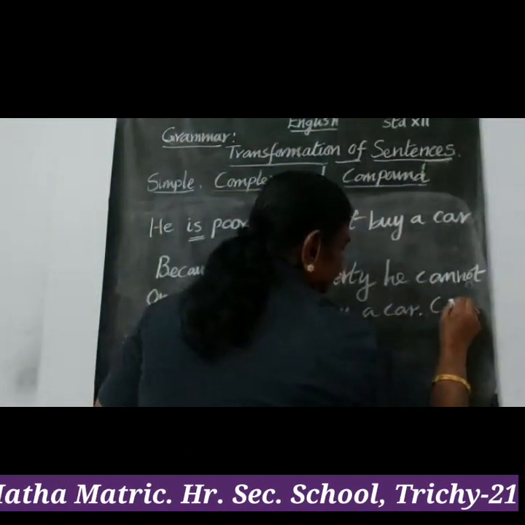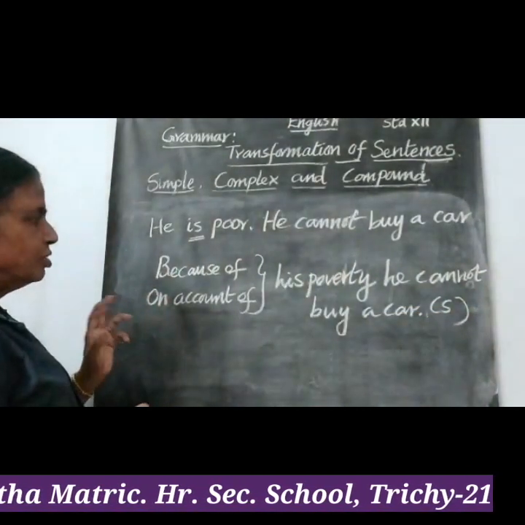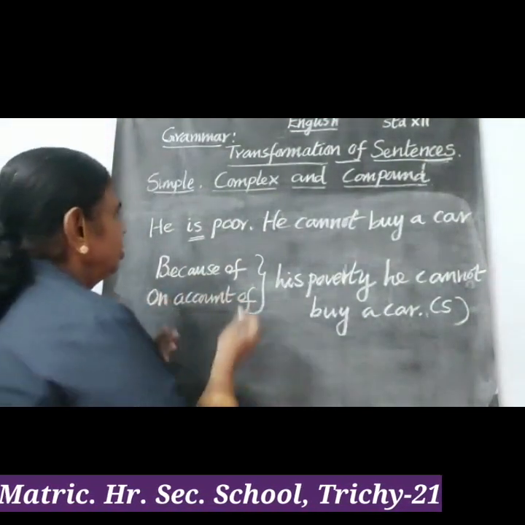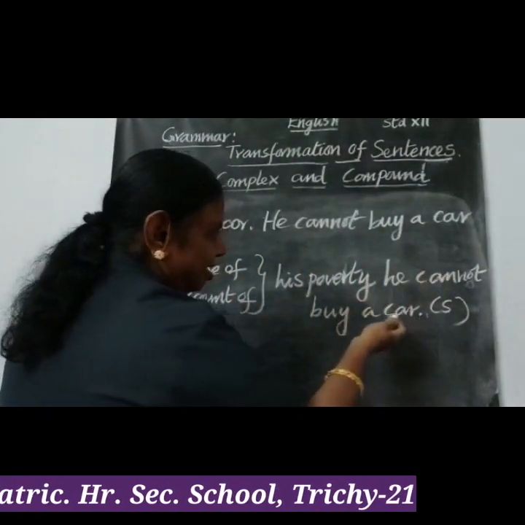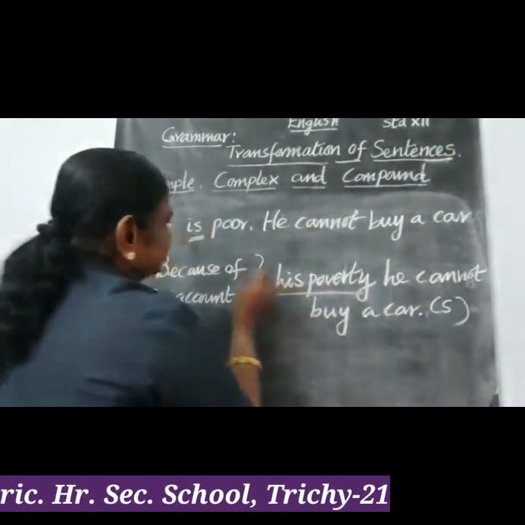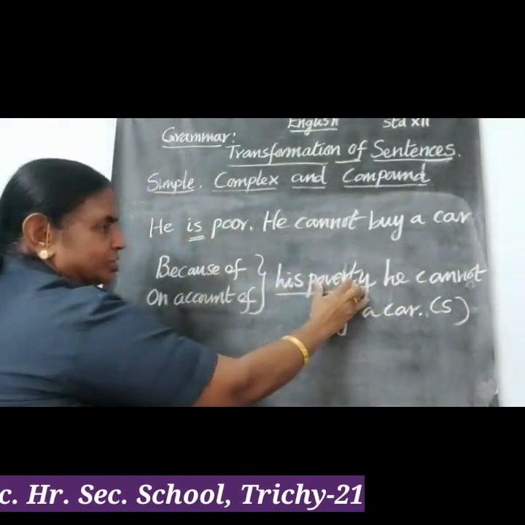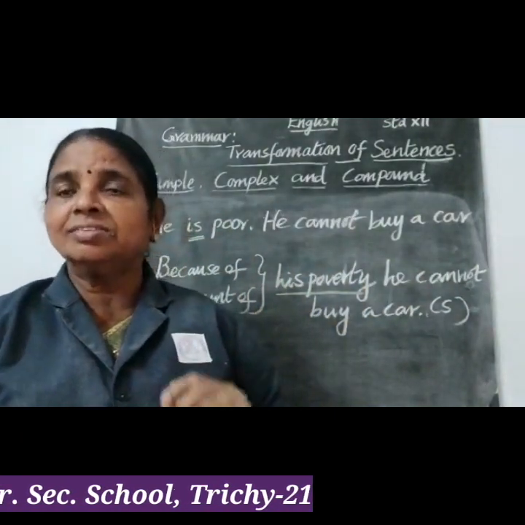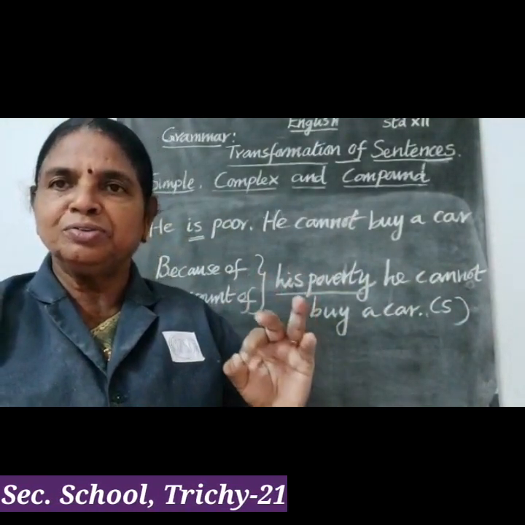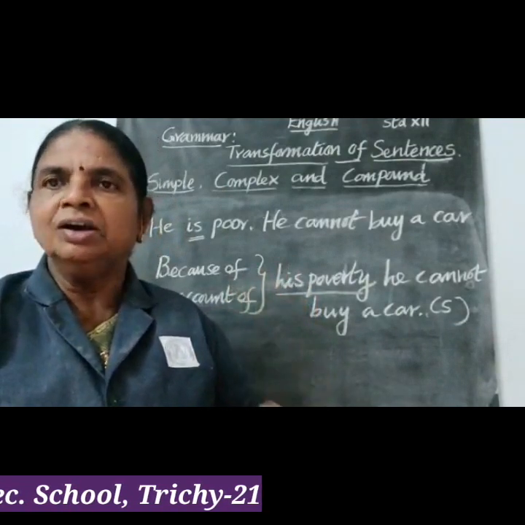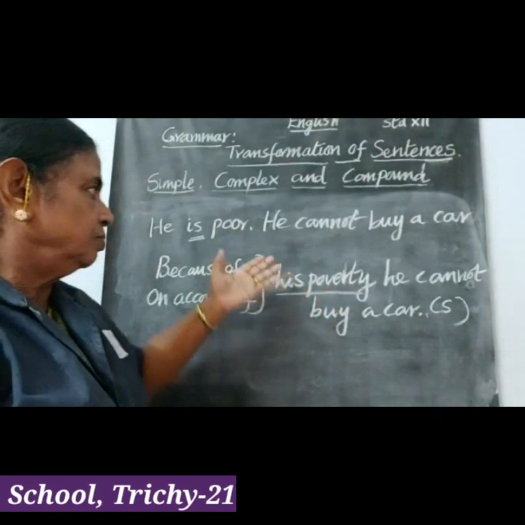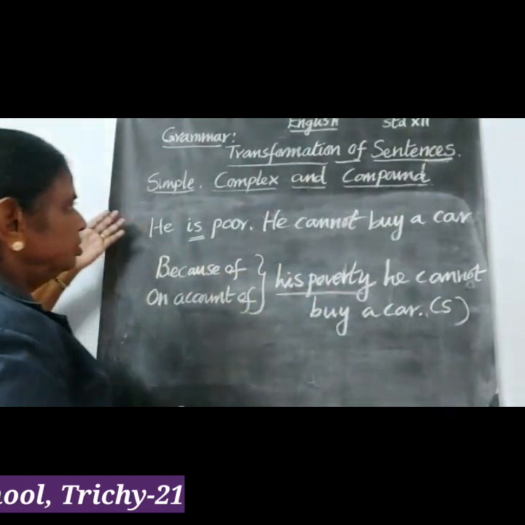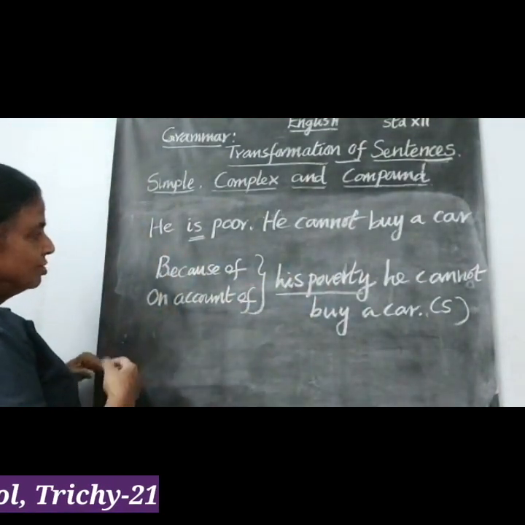You can even change it into, that is, because of, on account of his poverty, he cannot buy a car. Or you can write, because of, on account of being poor, he cannot buy a car. So here I just have to change poor into poverty, the noun form. So when we transform a complex or compound sentence into a simple sentence, one of the verbs should be changed either into a present participle or a noun. You have to follow that rule exactly. Clear? Okay.